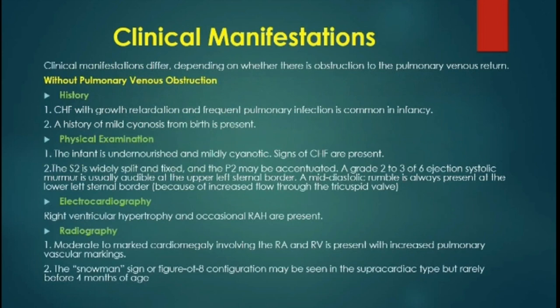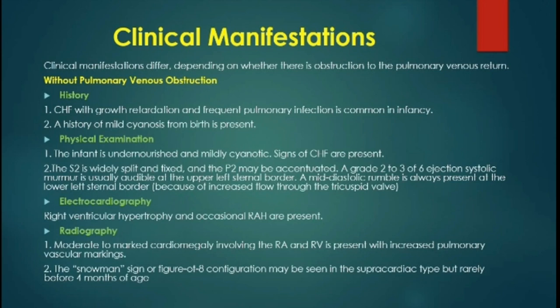The clinical manifestations in these patients differ depending on whether there is obstruction of the pulmonary venous return or not. In case there is no pulmonary venous obstruction, the patient presents like left to right shunt with congestive heart failure, growth retardation, frequent lung infection in infancy, and there is mild cyanosis starting from birth. On examination, the child is malnourished, mildly cyanotic, with manifestations of congestive heart failure.